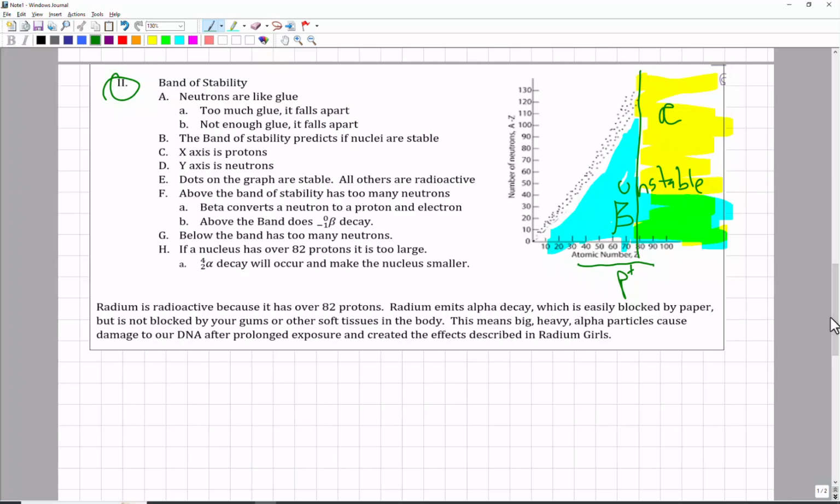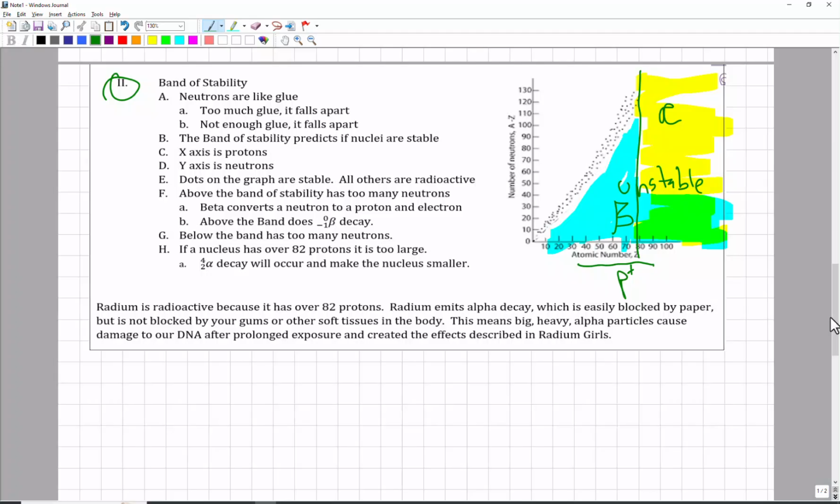Band of stability: neutrons are like glue. Too much glue, it falls apart. Talked about this in class today. Not enough glue, it falls apart. The band of stability predicts if nuclei are stable or not. The x-axis is protons. The y-axis is neutrons. Dots on the graph are stable. Everything else is radioactive. If you're above the band of stability, it has too many neutrons.